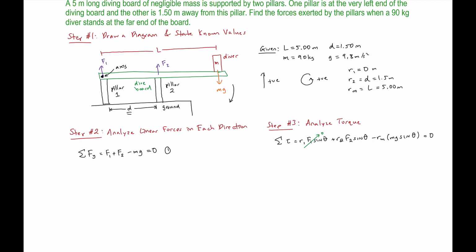So let's simplify this. We have 0 plus R2, which is D, F2. We know that the forces are tangential to the circular path, so that means it's sine of 90, which is just 1, minus L mg equals 0. We can then solve for F2. F2 is equal to LmG over D. And let's call this equation 2.